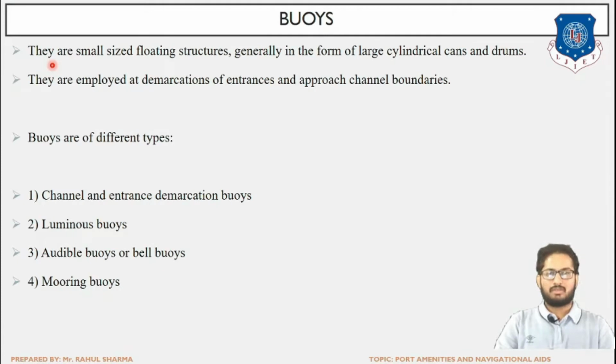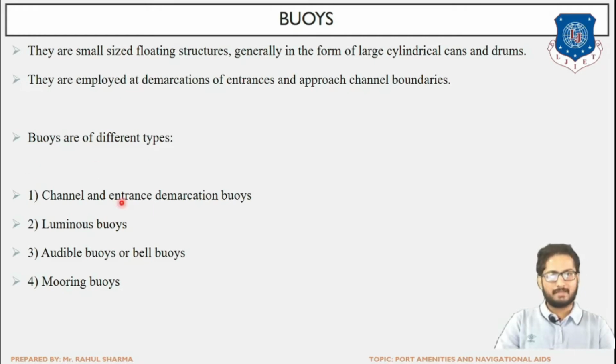The first floating type navigational aid which we will study in today's session is buoys. Basically, in floating navigational aids there are buoys and light ships. There are various types of buoys. They are small size floating structures, which might be in the form of cylinders or in the shape of drums, employed at demarcation of entrance and approach channel boundaries. They can be placed at the boundaries of the entrance so as to guide the ship as to which specific passage is the entry to the harbor.